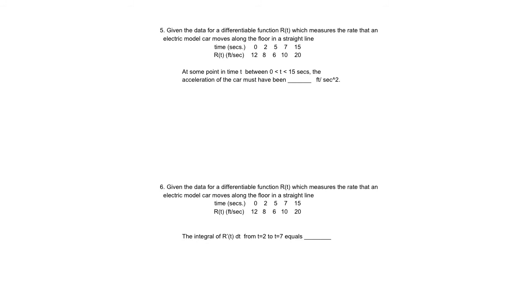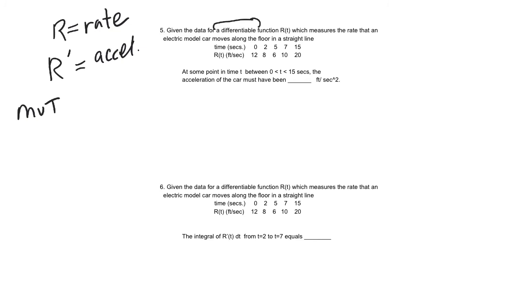In number 5, we know that r is equal to the rate of change of position. So r prime has to be the change in that rate, otherwise known as acceleration. In this problem, they're asking us to figure out exactly what the acceleration has to be. Well, we know that this function is differentiable, and therefore it's also continuous, so it has the mean value theorem. And the mean value theorem says that the instantaneous acceleration has to equal the average acceleration at least once in this time window.